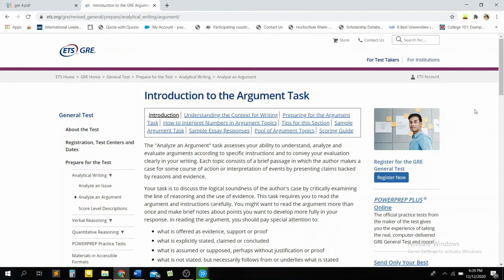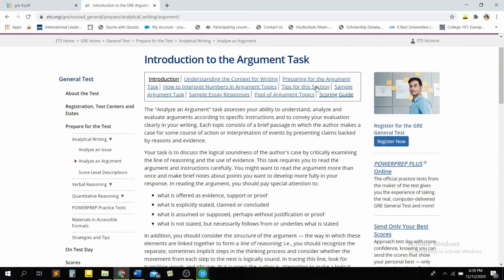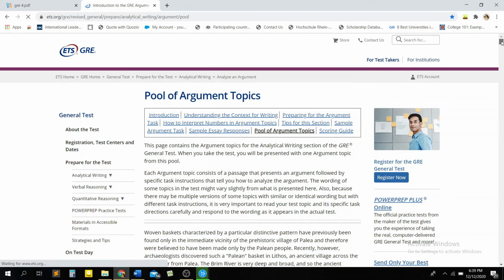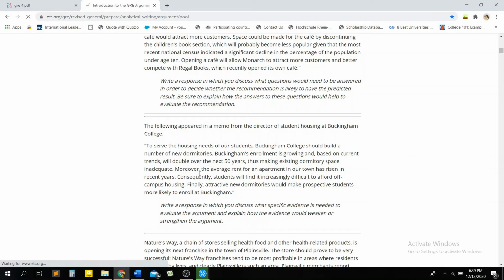So here is a quick example. This is from the official GRE issue argument pool. Here we go. For example, you have a passage here. This was taken out from a memo from the director of Student House at Buckingham College. So they said some stuff here, and your main question is here. You have to write a response in which you discuss what evidence is needed to evaluate this argument. All right. So the second task of the analytical writing section is an evaluation.